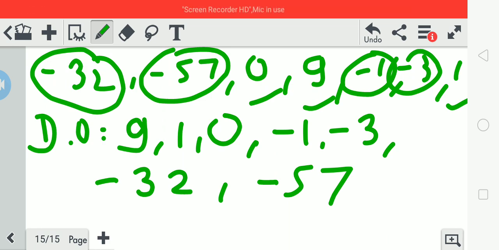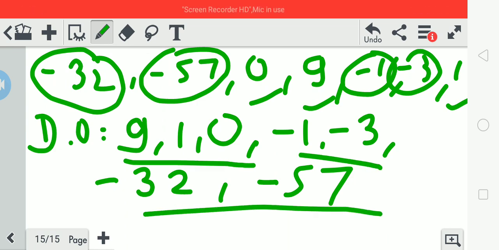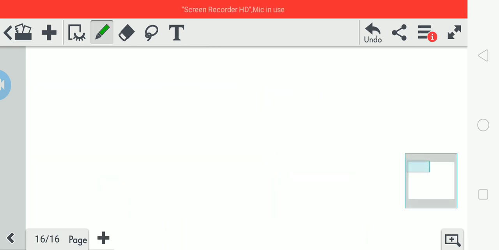So here for descending, first we make the descending order of the positive ones and then the negative integers. Hope you get it, both orders, ascending and descending. Ascending order we start from the negative integers, while descending order we start from the positive integers, right.